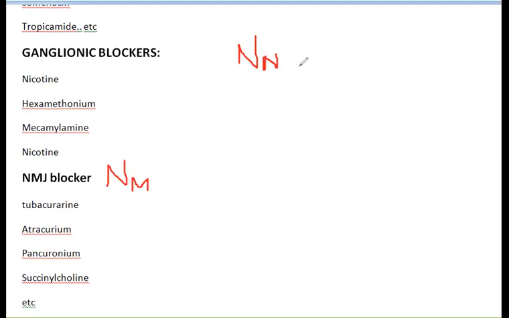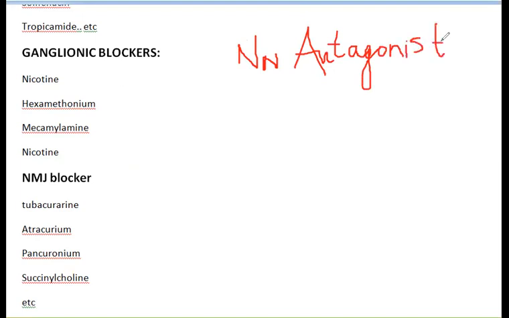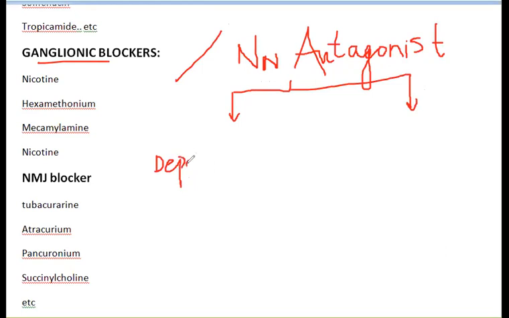So this is an NN antagonist, or I can say ganglionic blockers. I will divide it into two. One is called depolarizers, and the other one is called non-depolarizers.